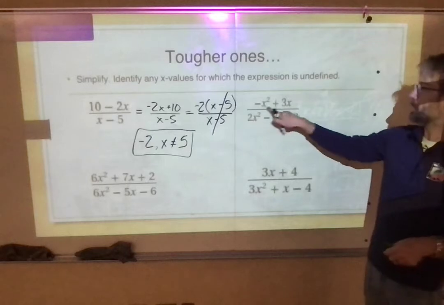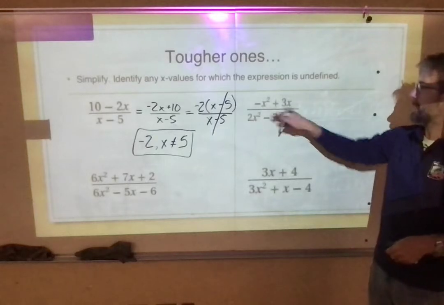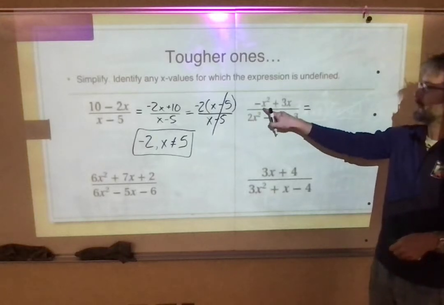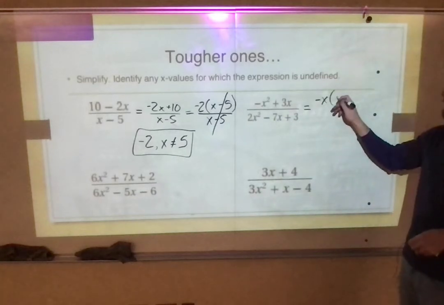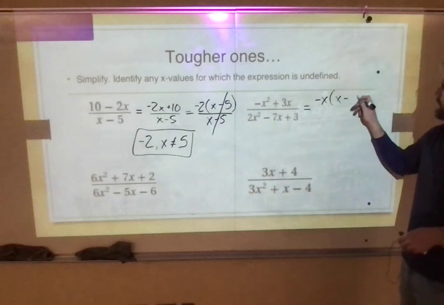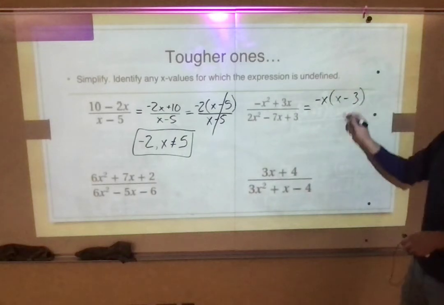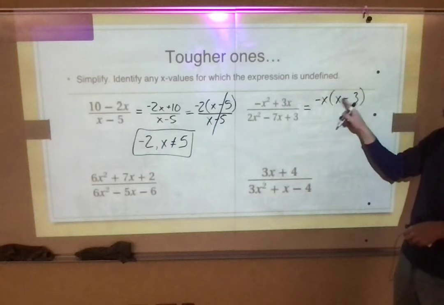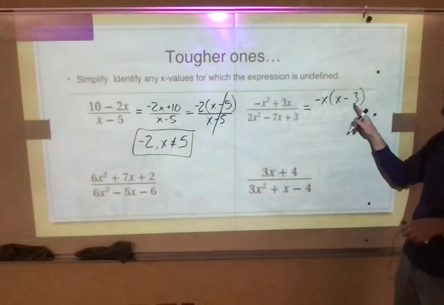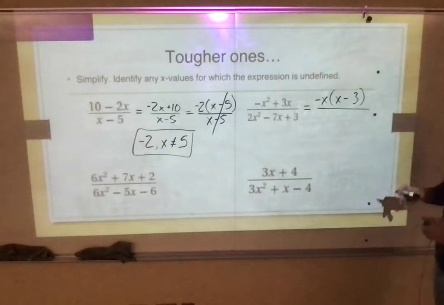Okay, this is a similar one. We've got a GCF and a negative leading coefficient. So instead of taking out an x, I'm going to take out a negative x. And then I've got x minus 3. Again, if I distribute the negative x back in, this would be a negative x squared. This would make it a plus 3x.